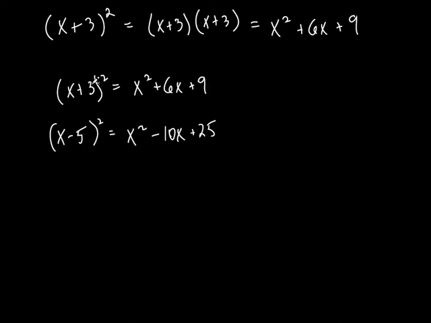Now, again, what did we do to that 3 to get the middle one? We doubled it, didn't we? What did we do to that 3 to get the last term? We squared it, right? Multiplied by itself. We squared it.